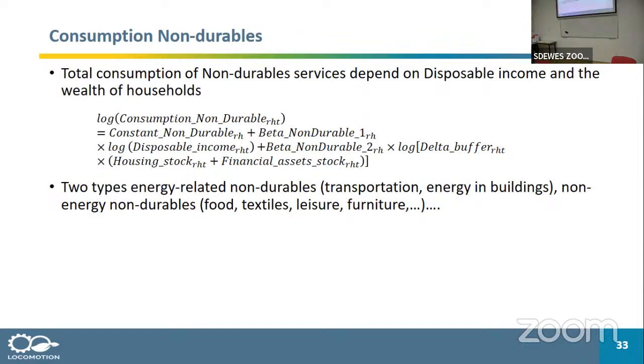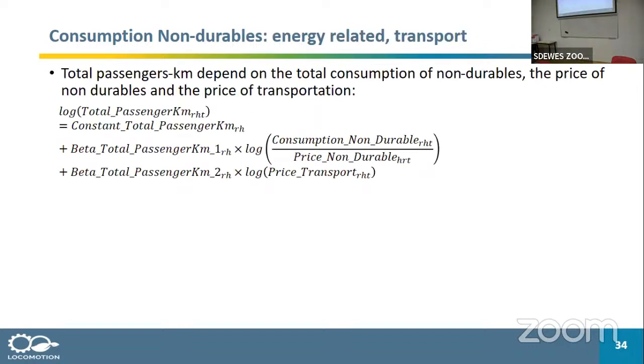In the energy-related, we have those related to transportation, that are basically the fuel for driving your car, or electricity for driving your car, and the part of public transportation. You buy a ticket of a bus or a flight or whatever. And in the non-energy, we have the categories, the 6 categories that are here. So we have energy-related non-durables and non-energy-related non-durables. We are going to explain now how this is calculated.